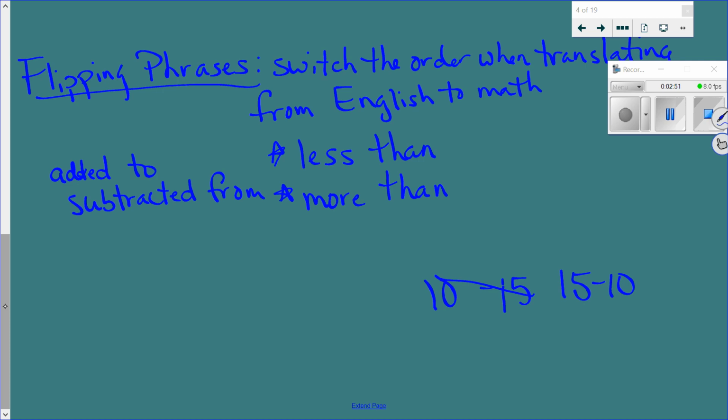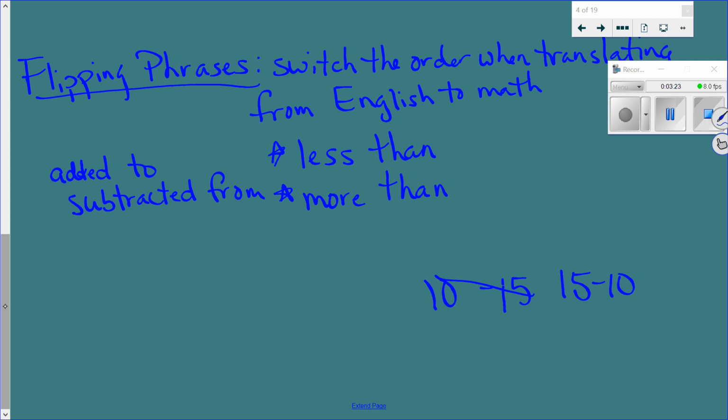So here's the example I've been using, and I want you to figure this out in your head as I'm talking. I have $15. Gabby has $10 less than me. How much does Gabby have? $5. Actually, let me rephrase that. Gabby has $10 less than me, and I have $15. So how much does she have? $5.